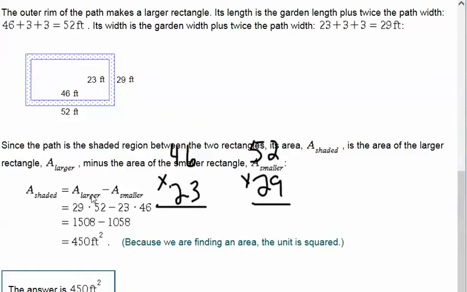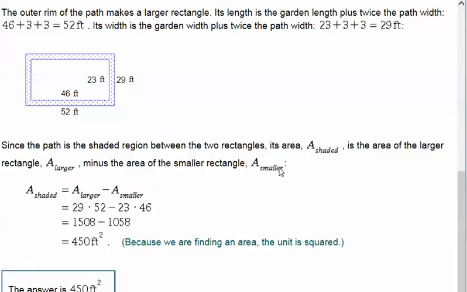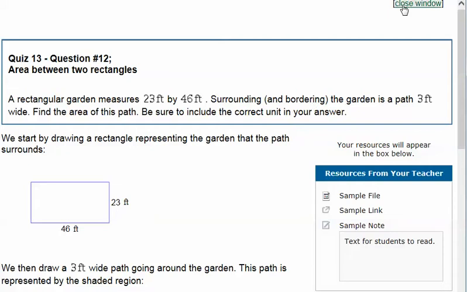So then when you figure out the area of the larger piece, it's 1,508 minus the area of the inside part, which is 1,058. When we subtract those, we're left with 450 feet, which would be the area of the path. Okay, let's solve another one.